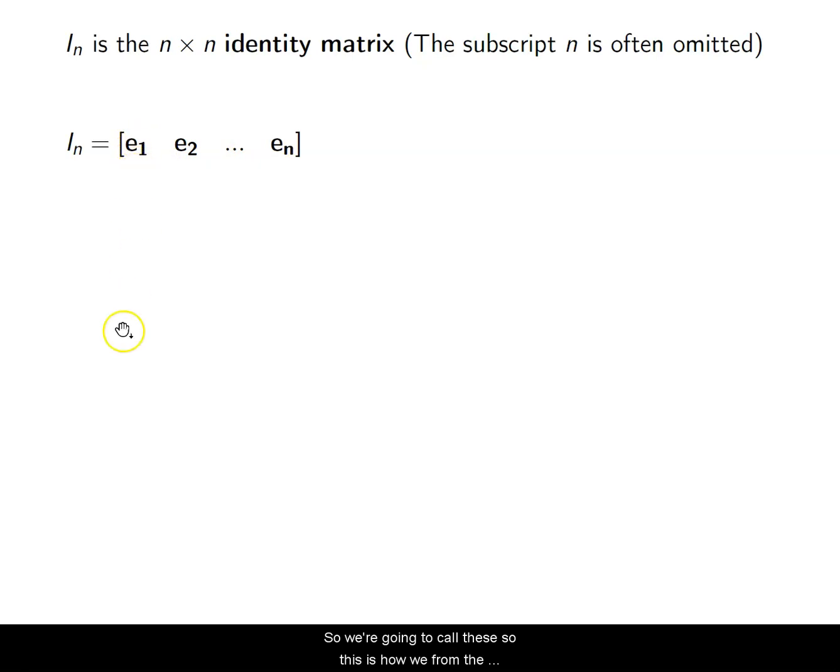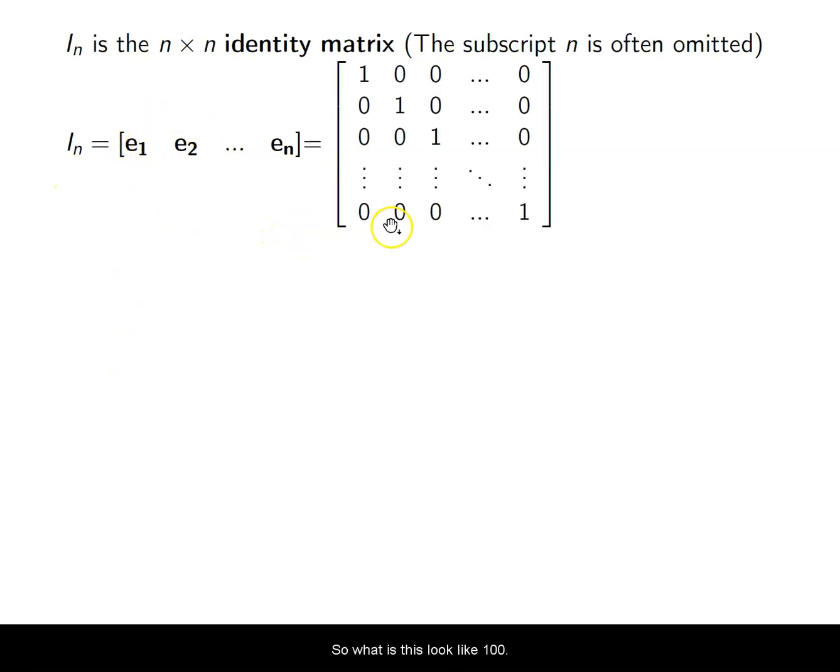So we're going to call these, so this is how we form the identity matrix. Okay. So what does this look like? 1, zeros everywhere. The next one means that there's a 1 in the second position and everything else is 0. This means that there's a 1 in the last position and everything else is 0. Okay. So your identity matrix has zeros everywhere except along the main diagonal. And along the main diagonal, every single entry is 1. That is what the identity matrix is.